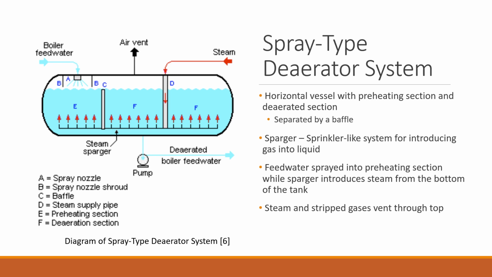At the bottom, you'll see a steam sparger. That is a sprinkler-like system for introducing gas into a liquid. It's very similar to the fire protection systems that you see in your house or in any building. It's just modified to introduce a gas into a liquid. In the system, the feedwater is sprayed into the preheating system from the top, while the sparger introduces steam at the bottom of the tank. It works the same way as the tray type, where the steam flows through the boiler water, removing or stripping those gases and then venting through the air vent in the top.